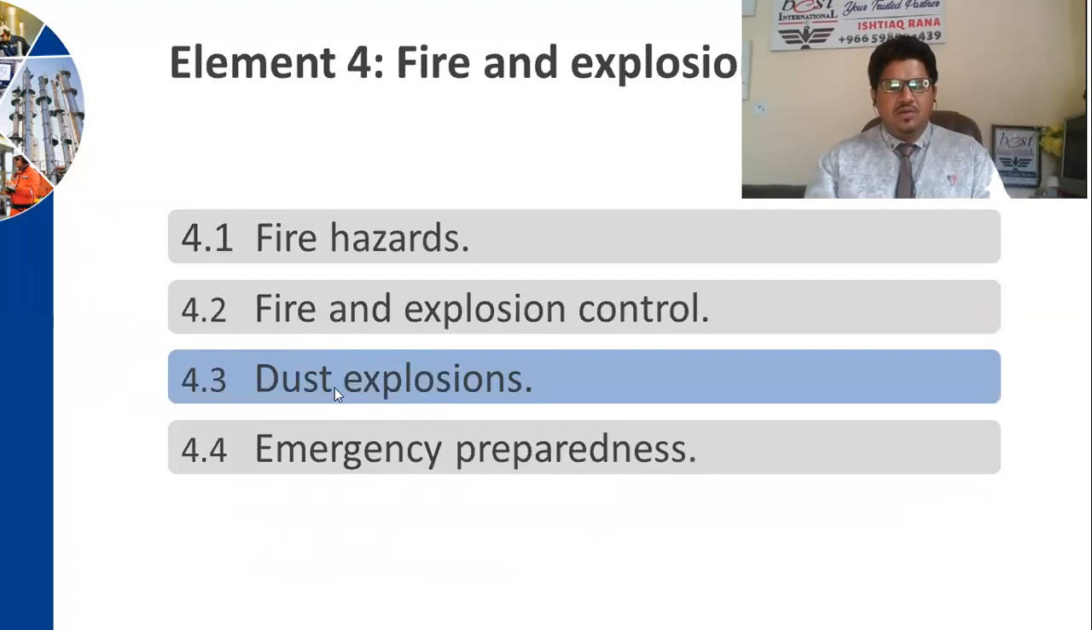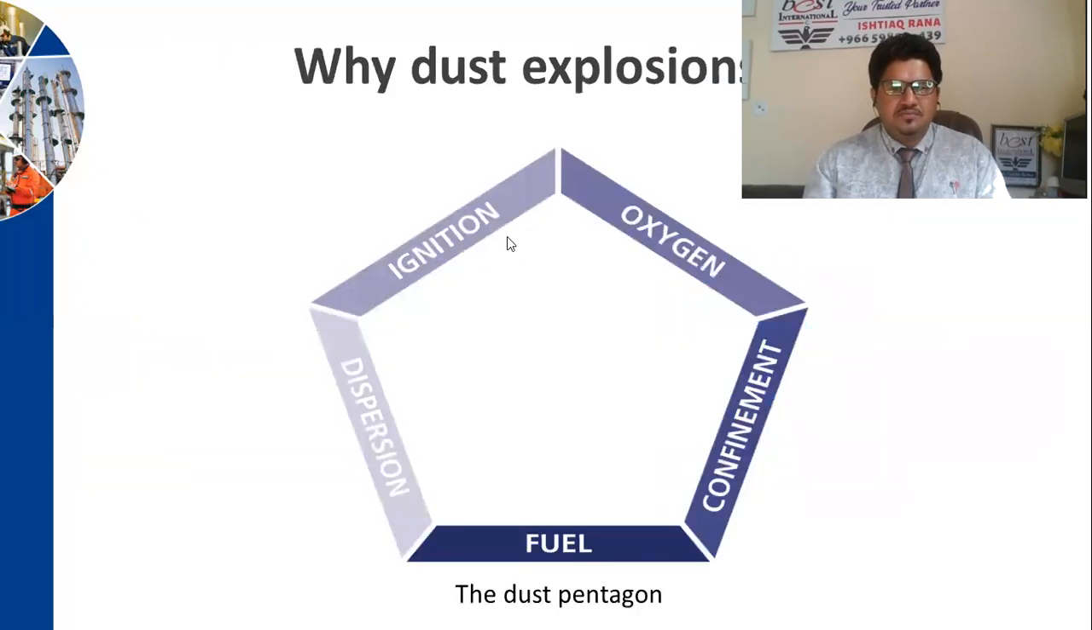Now let's talk about dust explosion. It's all about 4.3, Element 4, fire and explosion protection of process safety management, training of NEBOSH. Now, why does explosion occur? Because there is a dust pentagon: ignition, oxygen, confinement, fuel, dispersion.